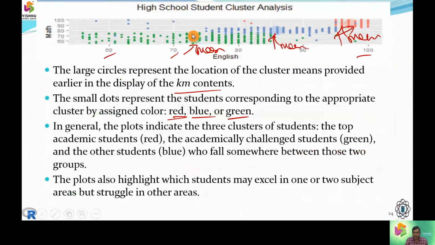When looking into the analysis part, most of the students are graded from 50 to 90 in the green segment. Most of the students are graded from roughly 75 to 95 in the blue segment, and most of the students are graded from 90 to 100 in cluster region 3. So this is the three-part analysis we get.